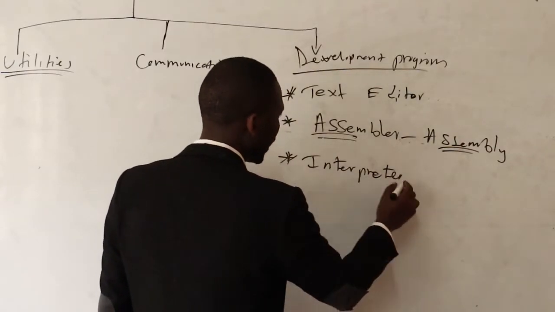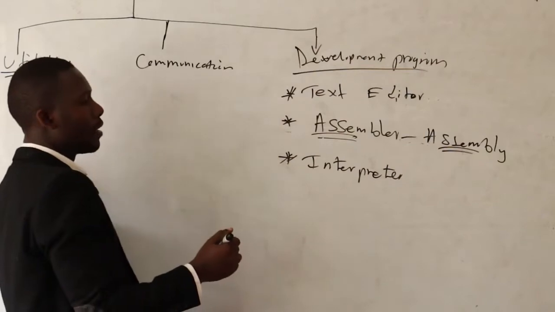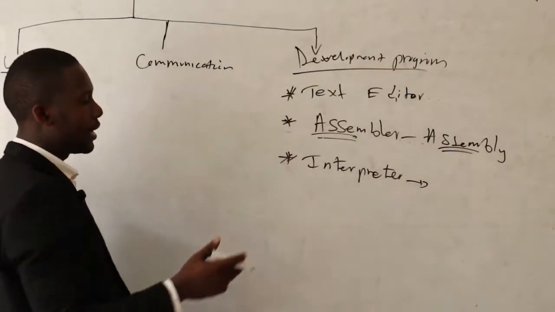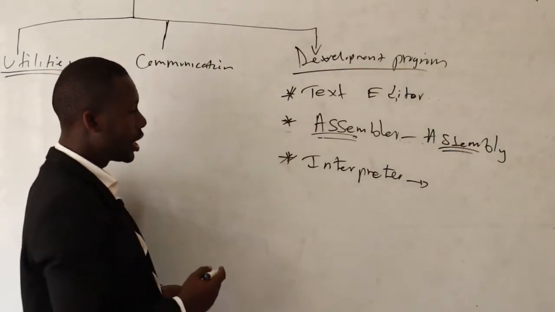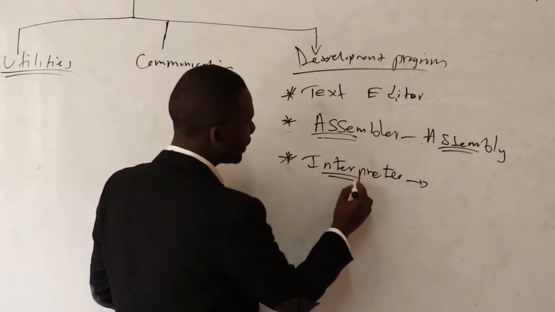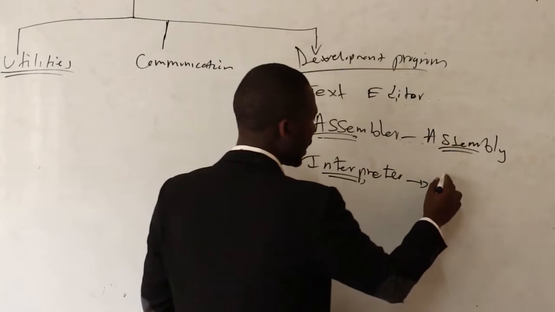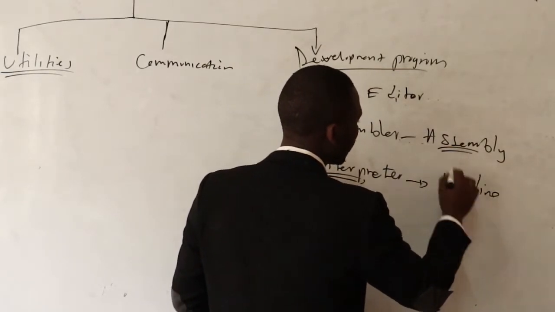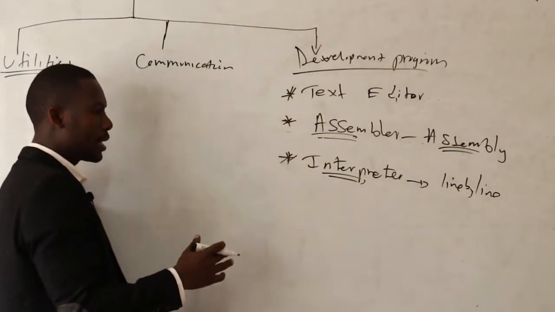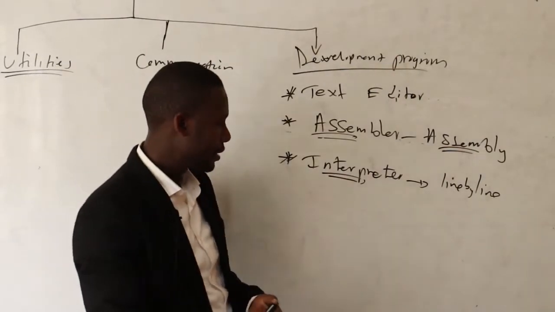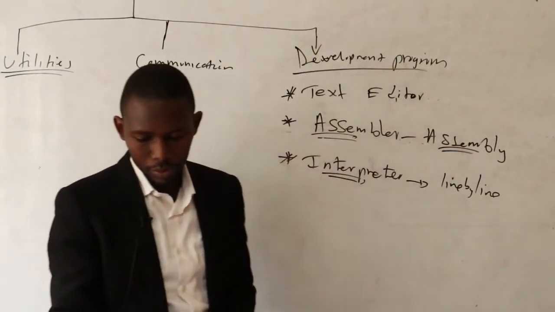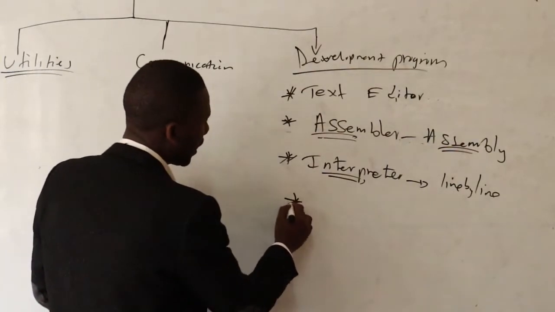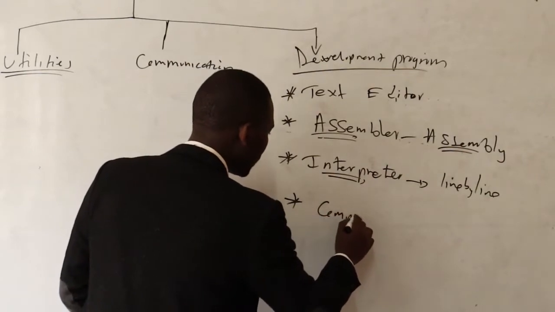An interpreter, again just like an assembler, will convert the human language into machine readable form. But now it will translate line by line. So the programmer types one line, then it interprets, then types another line to proceed interpreting line by line. That is the interpreter. Then the last one is the compiler.